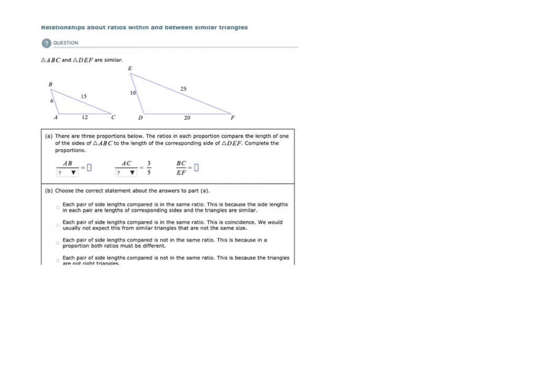In this video, we're going to discuss ratios within and between similar triangles. The key to figuring this out is to line up the triangles in the same way that they were given to you in the problem. So I can see that ABC and DEF are similar. That's given to me. I'm going to line up ABC with DEF.